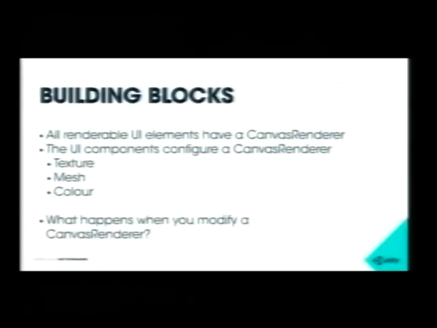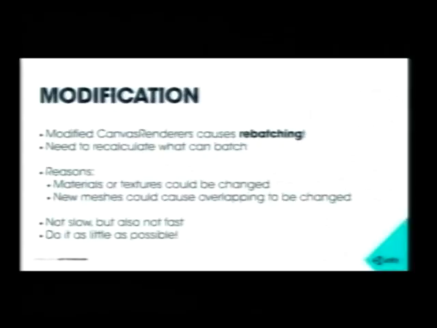So what happens when you modify one of these canvas renderers? This causes a situation we call rebatching. And this means internally, we need to recalculate all of the batch data. Now, there's a few reasons for this. If you modify a material or texture, you may modify what things can batch together, so we need to recalculate that. If you modify a mesh, you can modify what overlaps with another element, and this can also affect the output. Now, this process is not slow, but it's also not fast. So we recommend performing it as little as possible, although in some systems, this is not possible.